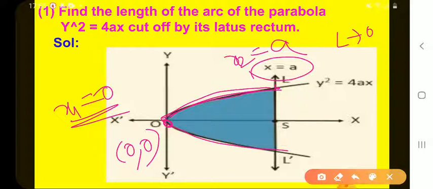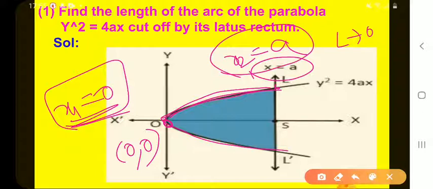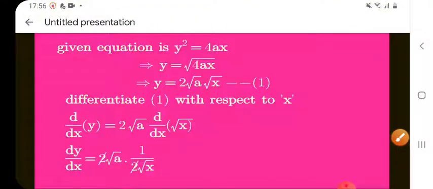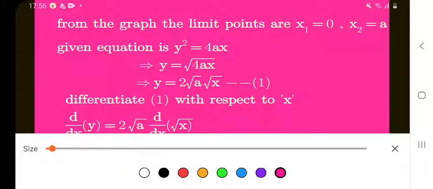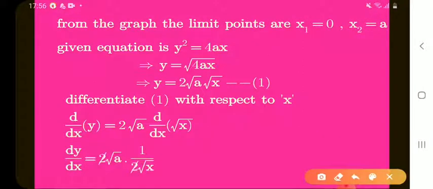And after that we double that length, we get the full length of the given arc. Okay, so from 0 to L, what is the point at O? 0, 0 is the point at O, and at L x equals a. So what are the limits here? x1 equals 0 and x2 equals a are the limits of the given equation. See from the given graph, the limit points are x1 equals 0, x2 equals a.